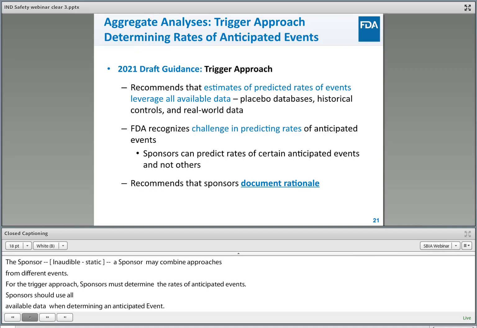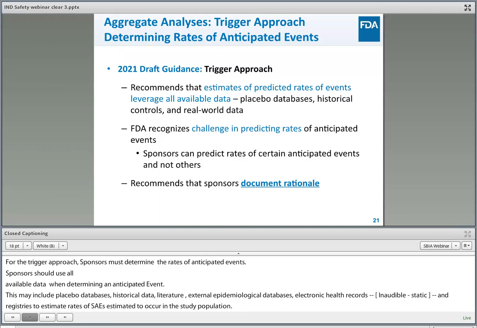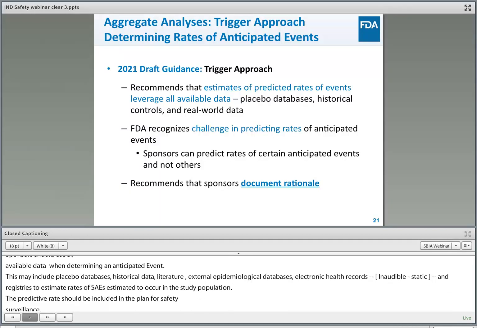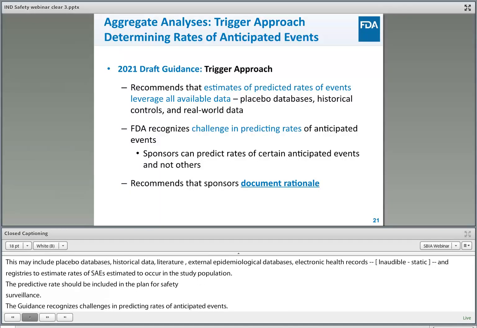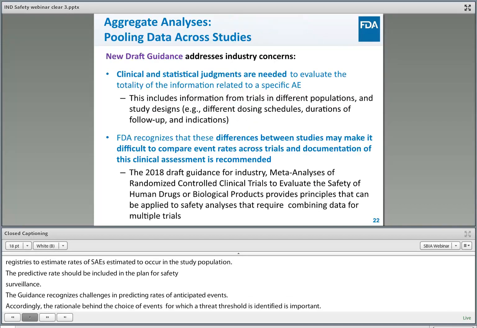The predicted rates should be included in the plan for safety surveillance. The guidance recognizes and discusses the challenges in predicting rates of anticipated events. Accordingly, the rationale behind the choice of events for which a pre-specified threshold is identified is important, and the sponsor should document how that threshold is determined. The guidance discusses two specific methods of aggregate analysis. It discusses the trigger approach and the analysis of all events by treatment group.